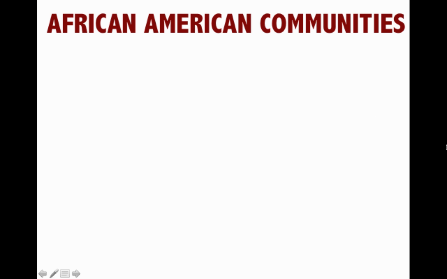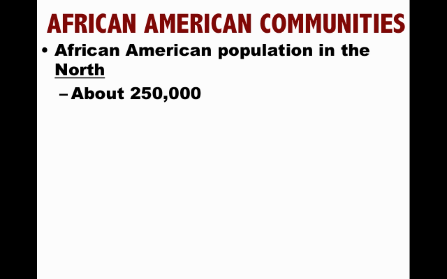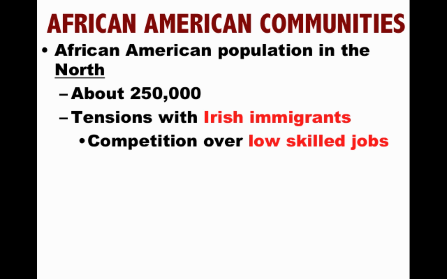Now, what do the African American communities look like at this time? You see a variety of experiences. In the North, there were about 250,000 free African Americans by the time of the Civil War in 1860. And life was not good for them either, even though there is no slavery in the North by this point in time. There was a lot of tension with Irish immigrants, with competition over low-skilled jobs. Who's going to be getting the low-skilled jobs? Well, African Americans and Irish immigrants are going to compete for those. And as a result, you're going to see a lot of racial tension in the North as well.